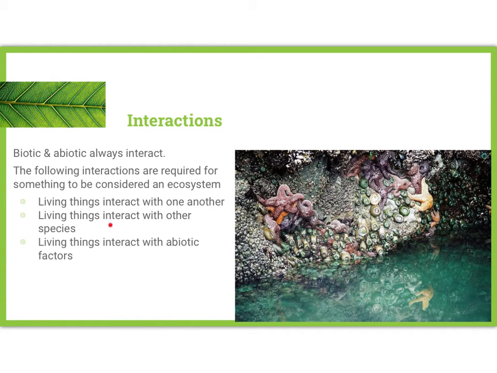And then we have living things interact with other species. So we can see sea urchins and starfish, or different types of starfish interacting with one another. We can also see living things interacting with the abiotic factors. So starfish on rocks or starfish in the water. We can see the interaction, therefore this is considered an ecosystem here.